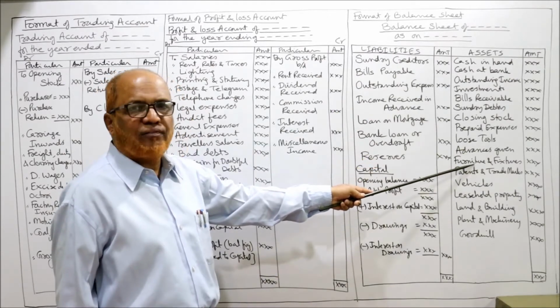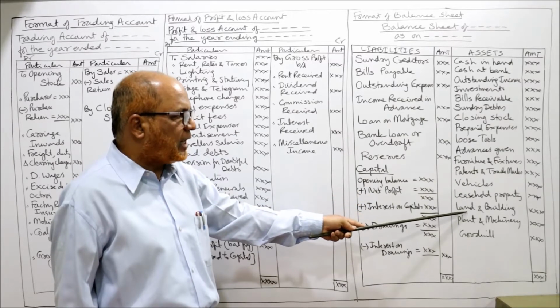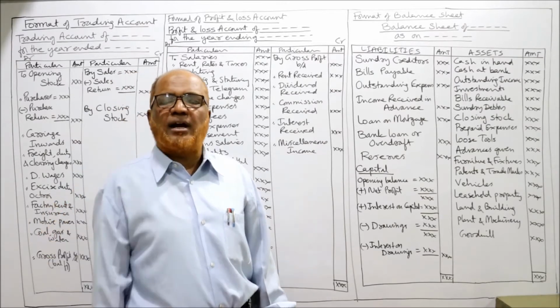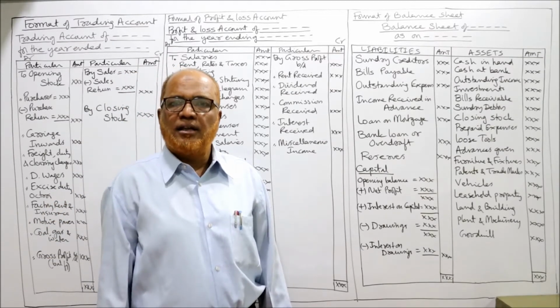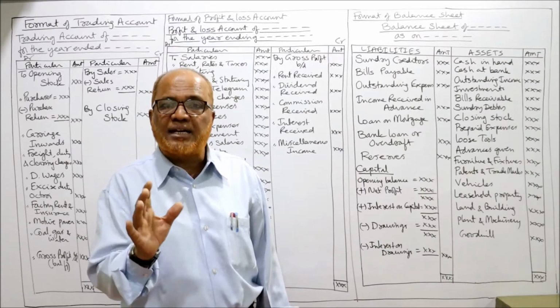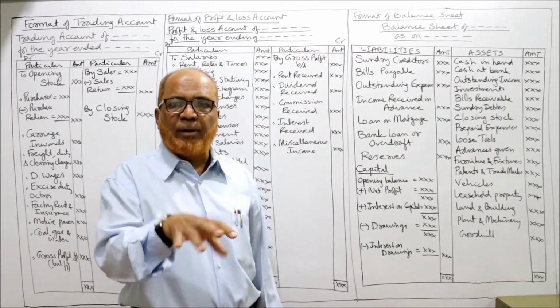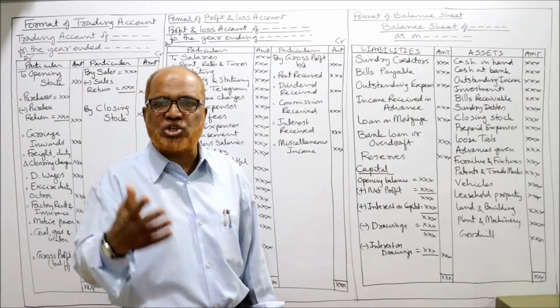Then from furniture, fixed assets. Furniture and fixture, patent and trademark, vehicle, leasehold property, land and building, plant and machinery, goodwill. In this format, we can take all the assets on the asset side, right? Again, I'm telling you, it's an example to make you understand the format I'm giving. Don't think every problem will have all these items. This is only an illustration, example.